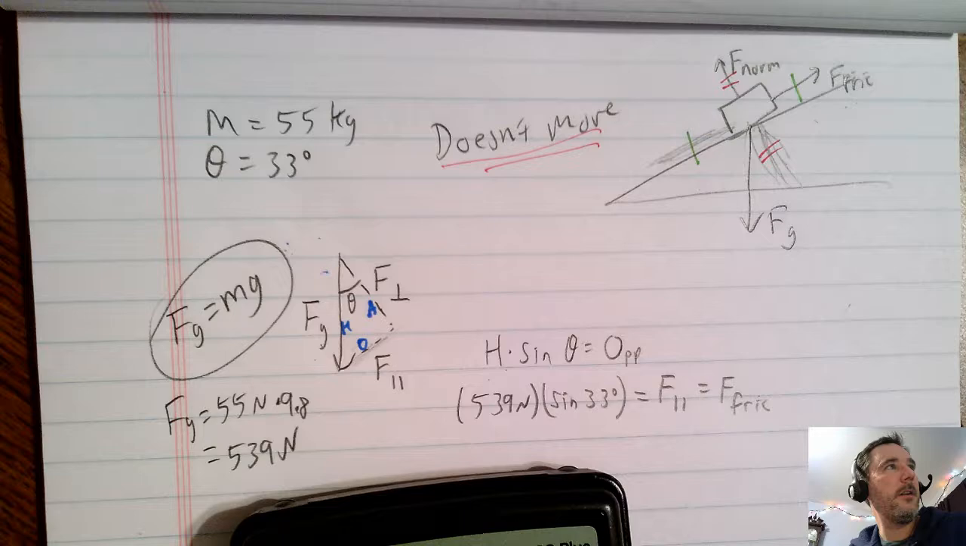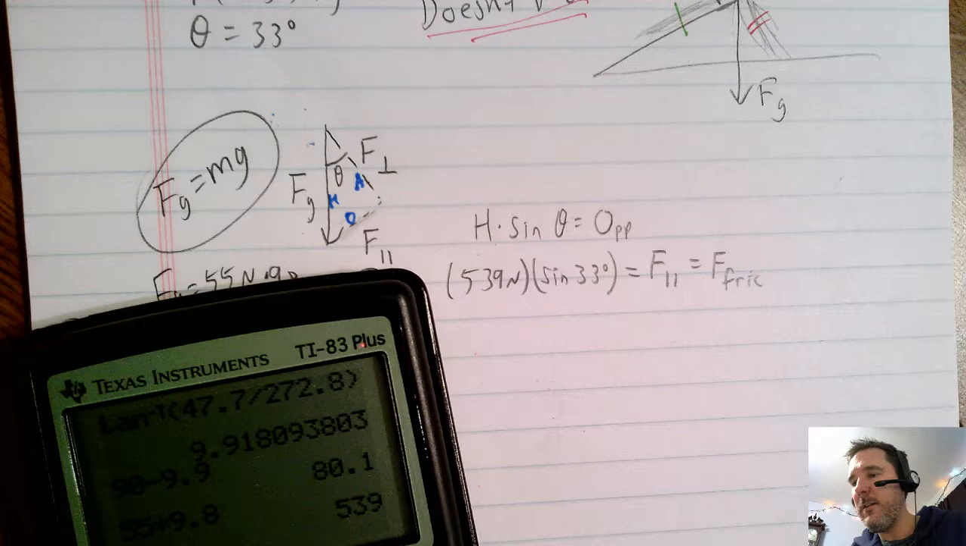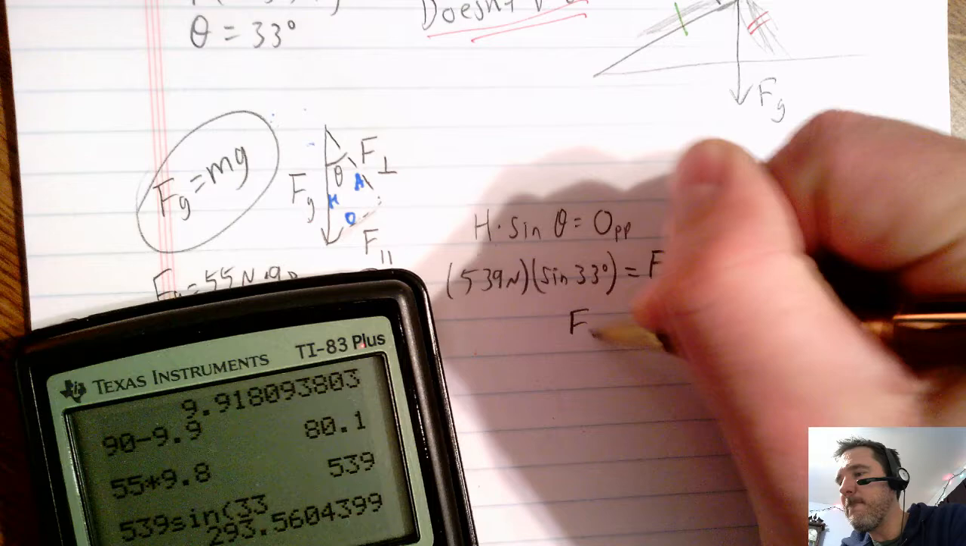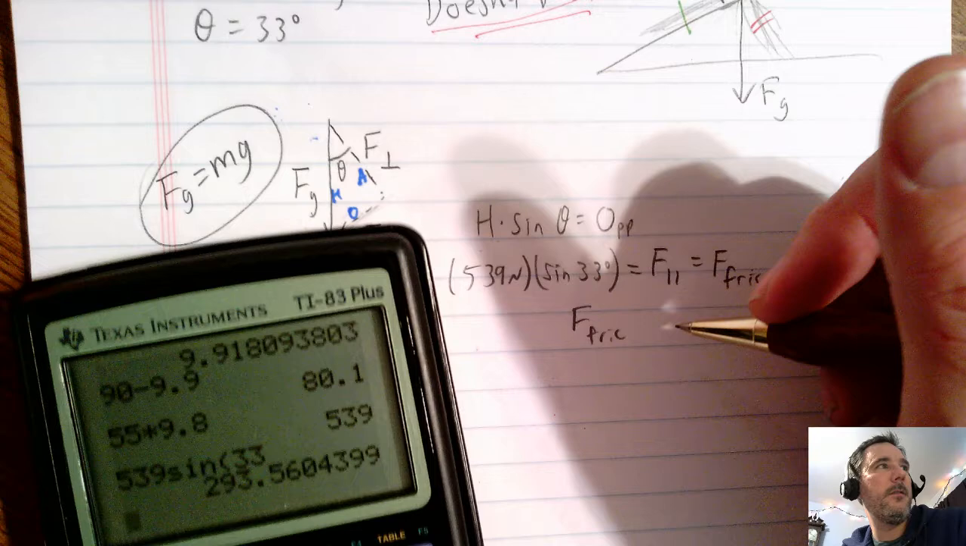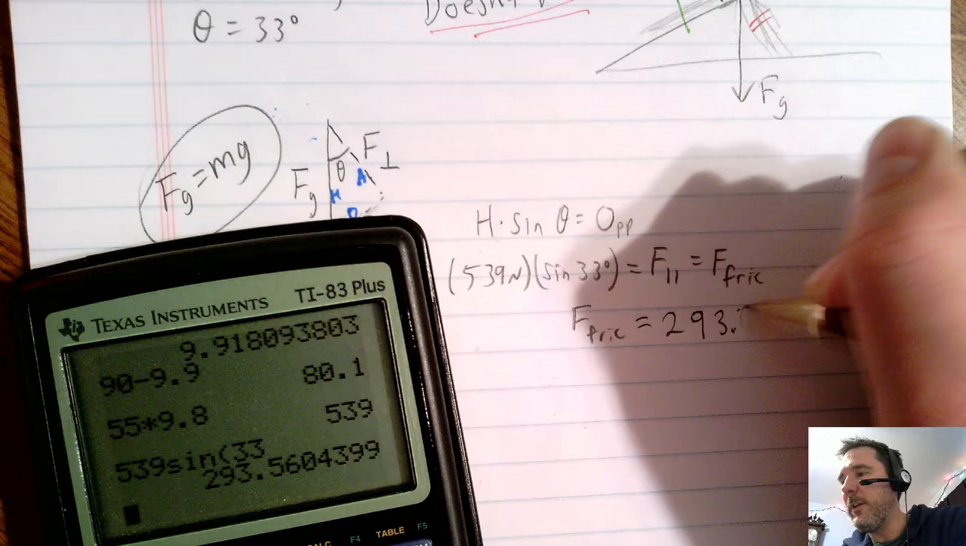Calculator. 539 times sine of 33. So my force of friction, oh, there it is. I was looking at the wrong screen. My force of friction is 293.6 newtons.